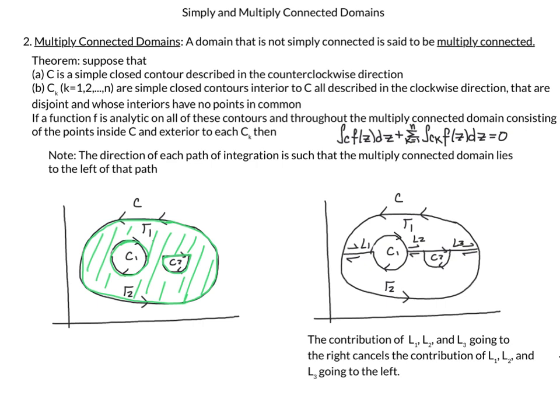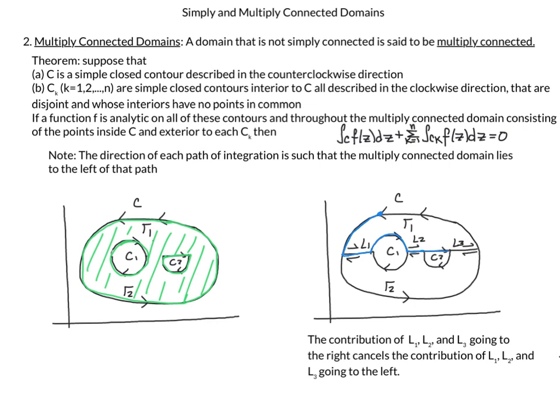Now what you can see is I have a simple closed curve that goes through all of these paths. So in other words, let's start here on C, and I'm going to come down around on C until I get to L1. I'm going to take L1 to go from C to C1. I'm going to follow the top of C1. Then I'm going to take L2 to get to C2. I'm going to follow the top of C2.